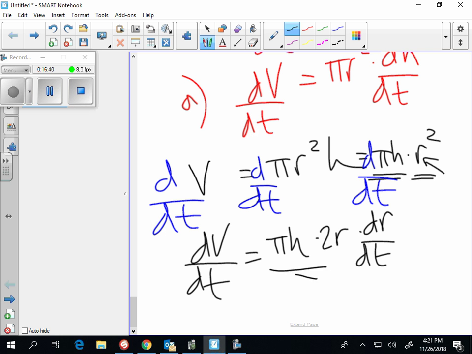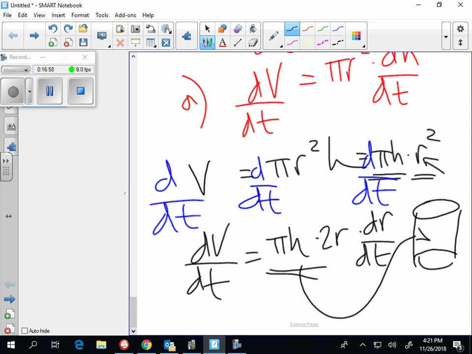And by the way, that's the lateral area of the cylinder. 2 pi r h is this area. It's everything except the circular top and bottom. Okay, let's take a look at part C now.